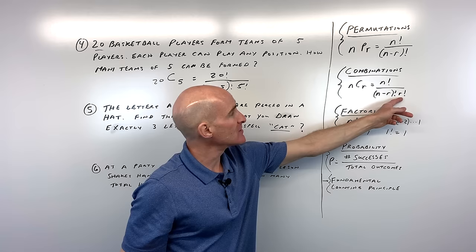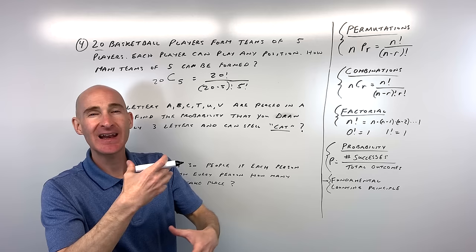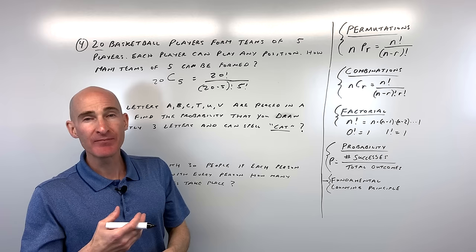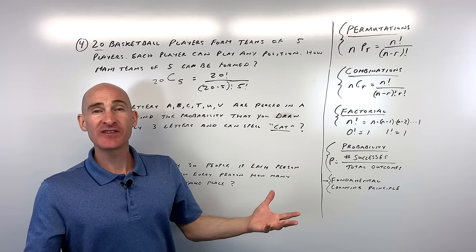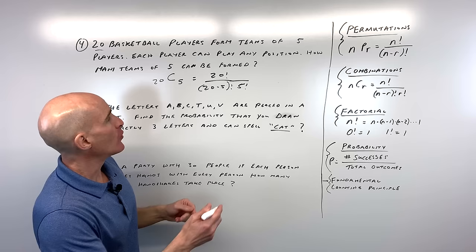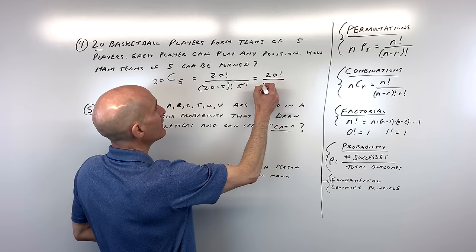And what this R factorial is doing is dividing out all the multiplicities, you could say. So 5 factorial is 5 times 4 times 3 times 2 times 1. There's 120 different ways of arranging 5 players, but they're all going to be on the same team. So you only count that team once, not 120 times. So that's why we're dividing out these multiplicities here. So if we simplify this further, this is going to be 20 factorial over 15 factorial times 5 factorial.